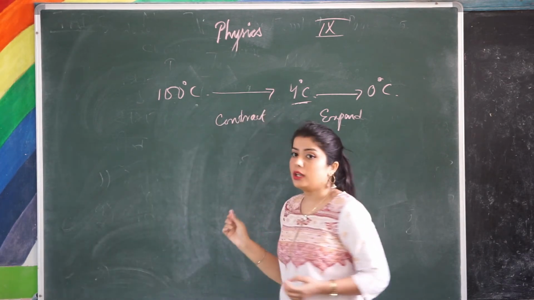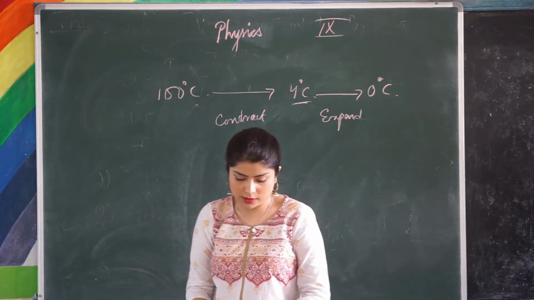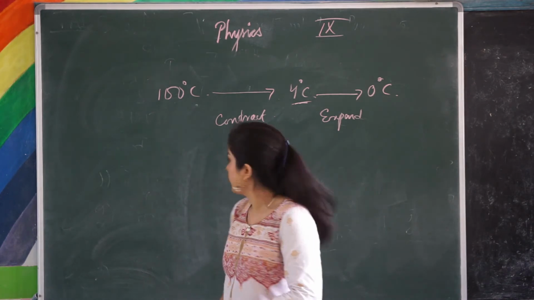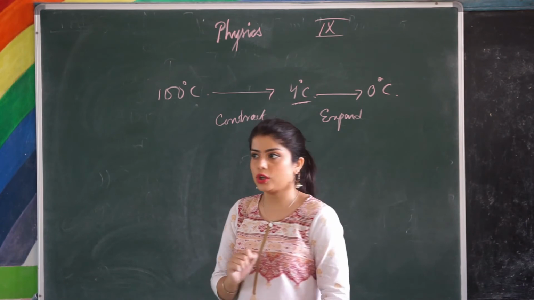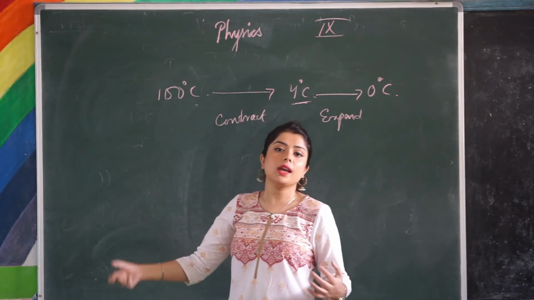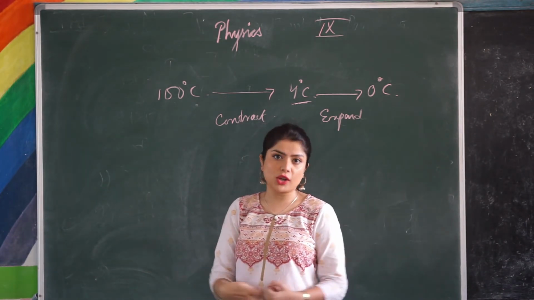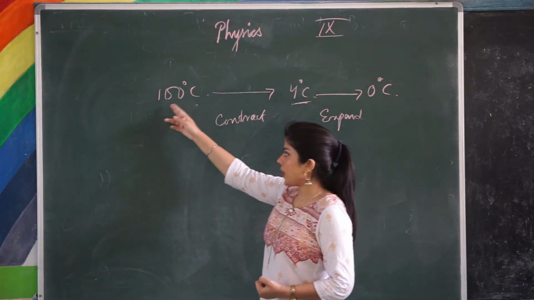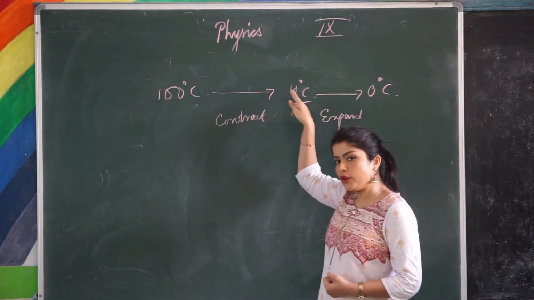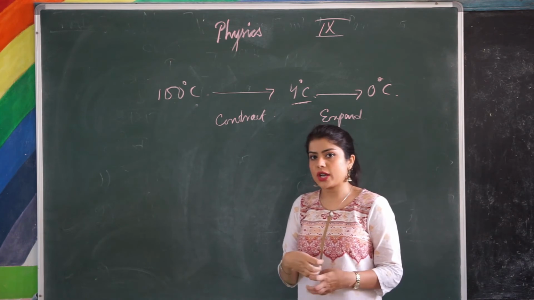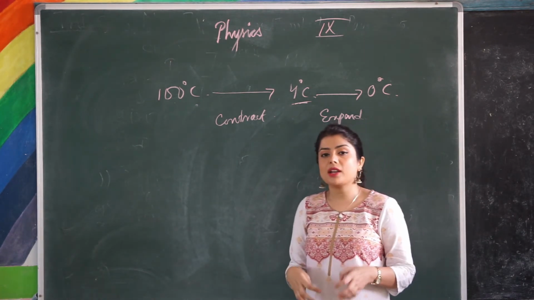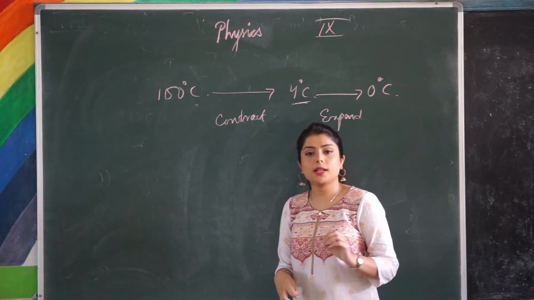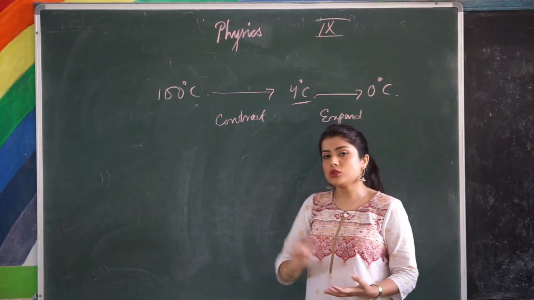This is only for liquid, that is water. In the case of water, when anything at high temperature gets cooler and cooler, it will contract. Water will also contract up to 4 degrees Celsius, and after 4 degrees Celsius, instead of contracting, it will start expanding. That is known as anomalous expansion of water. It only happens with water, not with any other liquid.